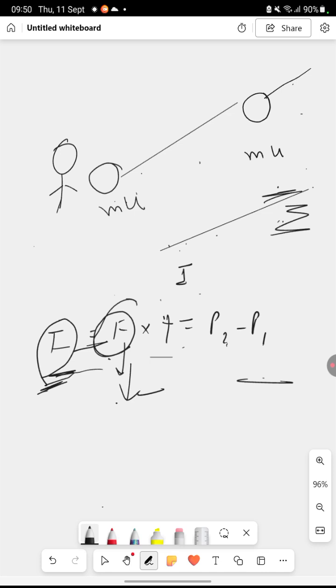So when a player catches this ball, he will take his hands to this side. He will give the ball some time for changing its momentum. So this increase in time will decrease this force. This is the reason why players take their hands down while catching the ball. I hope you understand this.